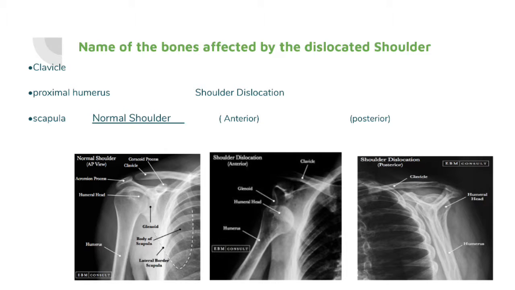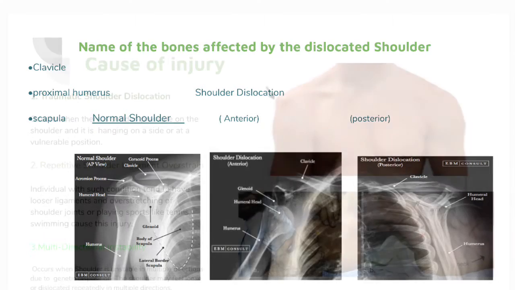In the slide, you can see three X-ray images. The first represents a normal shoulder, where the humeral head, which is also known as the ball of the socket, is in the right position. The second picture is a shoulder dislocation. It's an anterior image where you can see the humeral head has moved out of position. It clearly shows that the shoulder has been dislocated.